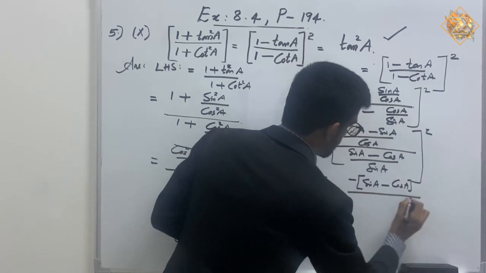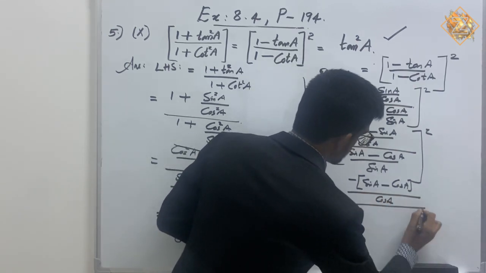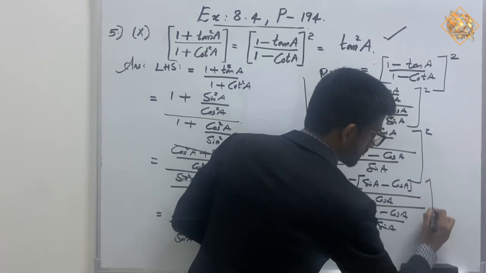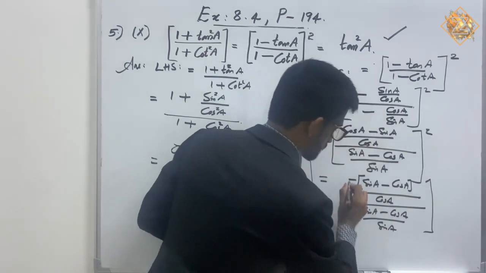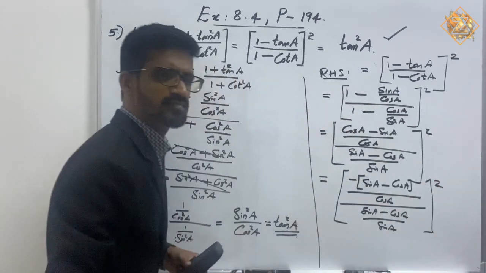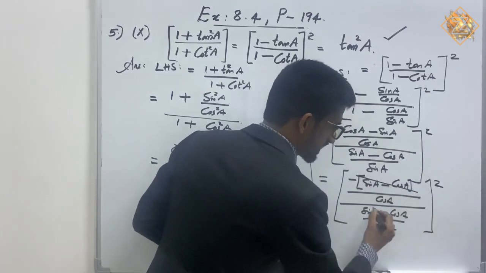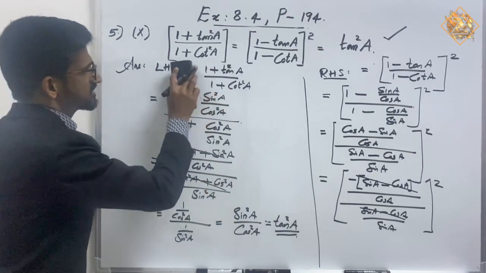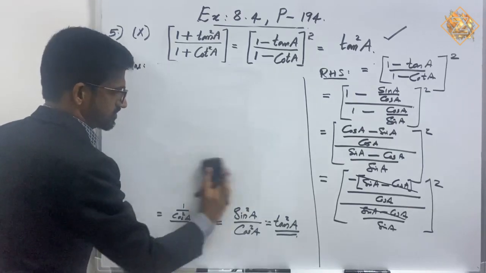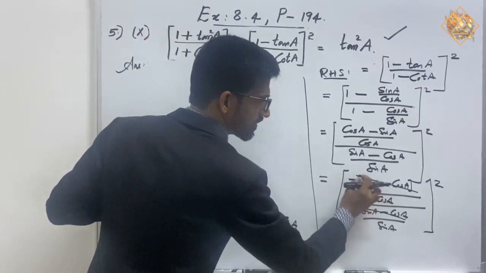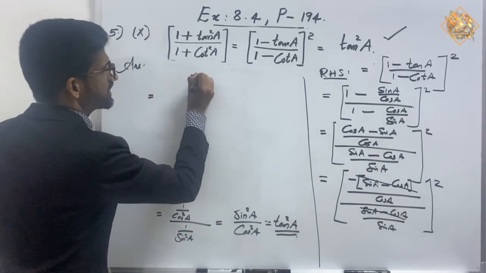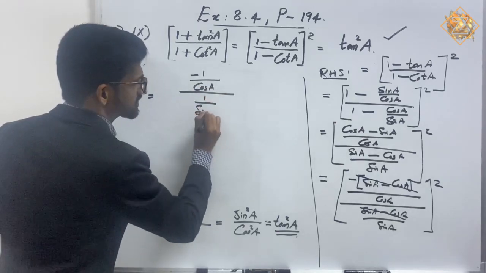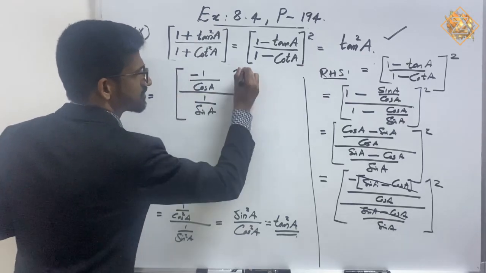Okay, by cos A, by (sin A − cos A)/sin A, then there is a whole square. Hope it is clear. Now we can cancel sin A − cos A and sin A − cos A. Okay, students. So now what's remaining? Here minus 1, that is equal to ((−1)/cos A)/(1/sin A), whole square. Okay, students.